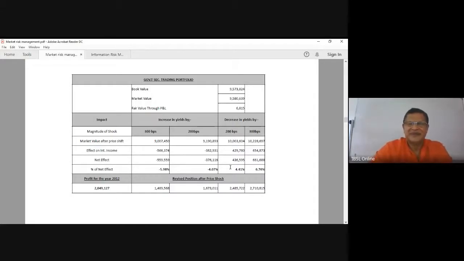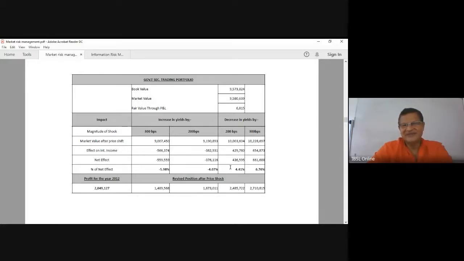So at that particular time, in government securities trading, that means on the trading book, the value of bonds, the book value, is the amount the bank has invested. These are given in billions, 9 billion 573, it's 9.5 billion I would say, the actual amounts are given here.